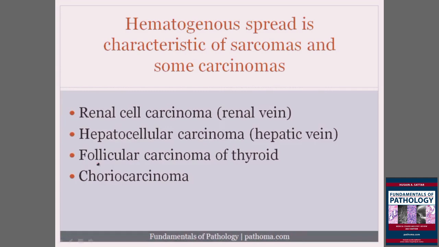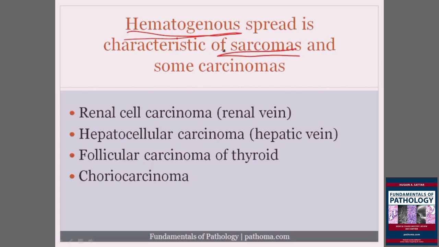Cancer can also spread hematogenously, and hematogenous spread is characteristic of sarcomas. Recall from the beginning of this lecture that sarcomas are a malignancy of mesenchymal tissue. So for example, an osteosarcoma is a malignant bone tumor. A chondrosarcoma is a malignant cartilage tumor. A liposarcoma is a malignant tumor of adipose tissue. So mesenchymal or connective tissues, when they're malignant, we call them sarcomas.